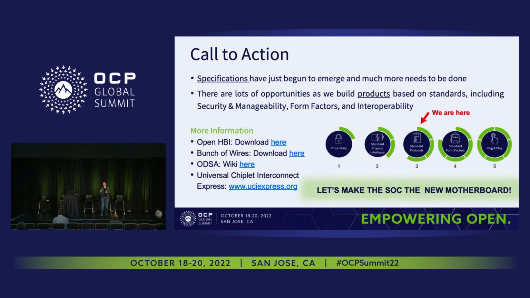So the call to action is specifications are emerging. I think we're really getting to where we're starting to gel around where we head, but there's so much opportunity on security, manageability, form factors, and interoperability. How do I really understand that when I plug these two things together and debug at an SoC level, how do I make that happen and make that happen efficiently? There are so many great specs out there. I encourage you to download any of those listed, and let's really move forward to making the SoC the new motherboard. We're really moving on to what PCI has done for I/O standards. Let's see what we can do in chiplets. So thank you very much.